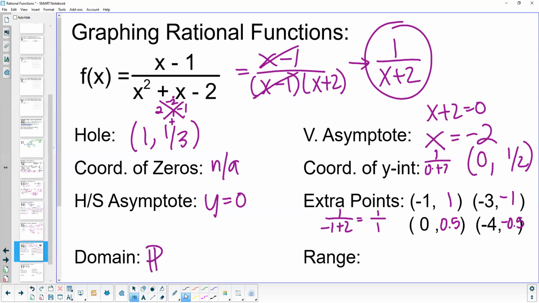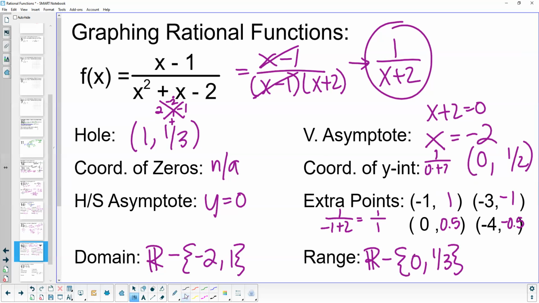So as mentioned in the previous example, when we have our domain, it's going to be all the real numbers except for our vertical asymptote and the x value of our hole. Our range, in this case, is going to be all the real numbers except for our horizontal asymptote and the y value of our hole.